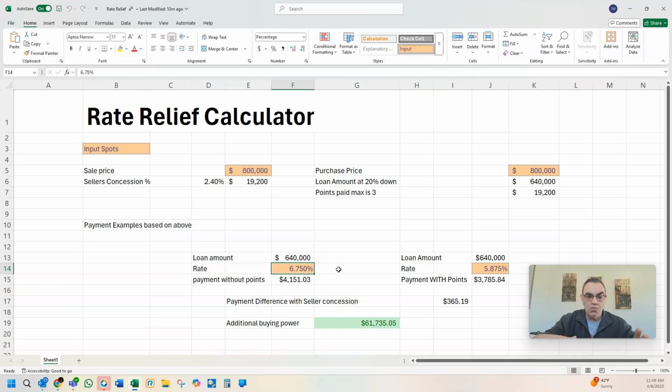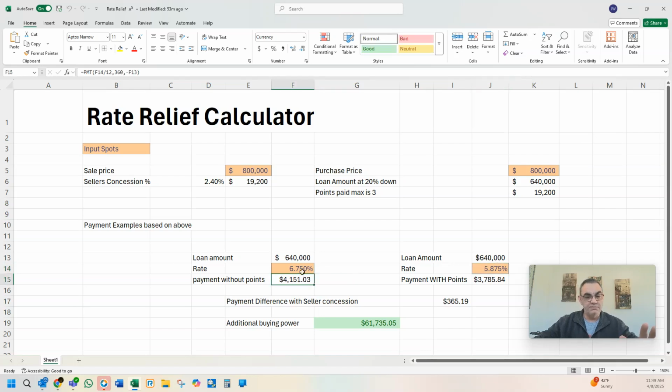And then what we'll do is go into a contract with the seller. They'll agree to pay the 19,200, and instead of the buyer getting 6.75, we can actually lock an interest rate in with the house. This way, any buyer that shows up can get this rate of 5.875. So what does that do?